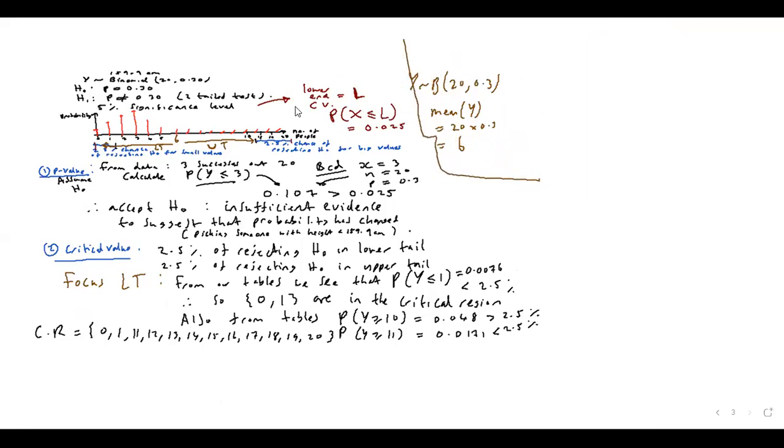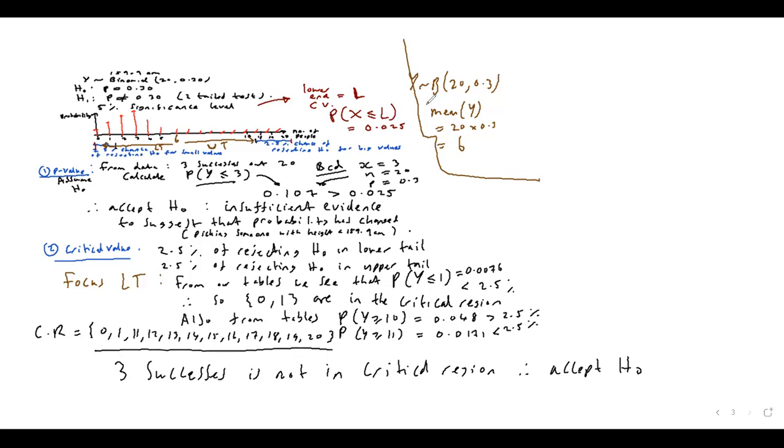Okay, so therefore we can say 3 successes is not in the critical region. So therefore we want to accept H0. So again, accept H0 because it's not in the critical region. So 3 is not in this critical region, so we accept H0. Now, again, obviously you want to write down this same conclusion again.